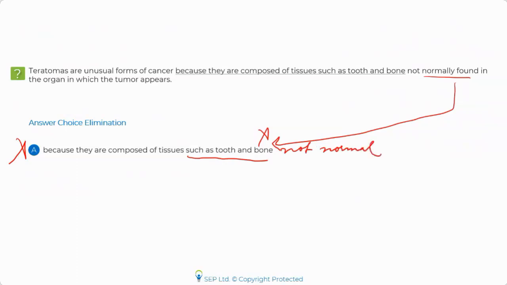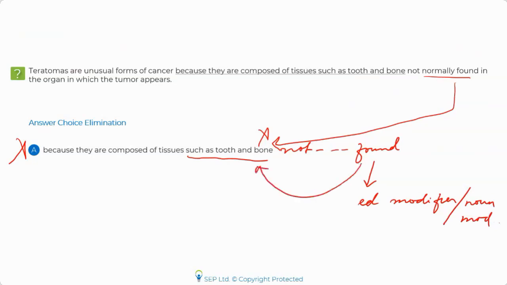My bad. Hold on a sec, guys. Let me say not found. So, found is an ED modifier, or a noun modifier, all right? And it will always modify the nearest noun, okay? So, the nearest noun is tooth and bone, the noun phrase.